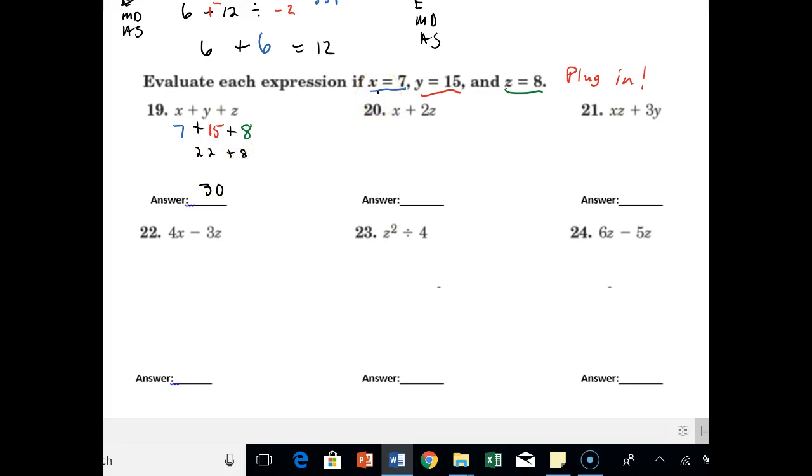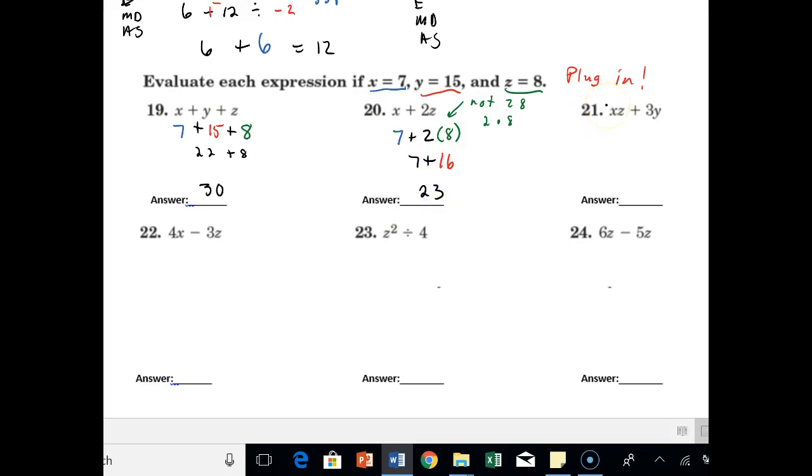Right? Number 20, it says x is, again, still 7. So it's 7 plus 2. And then when I plug in my z, I'm actually going to plug in with parentheses. Now that is not 28. It is 2 times 8. So order of operations tells us to do multiplication before addition. So 2 times 8 is actually, oops, let's erase that line, sorry. It's getting confusing. 2 times 8 is 16, right? So then 7 plus 16 gives you your answer of 23.